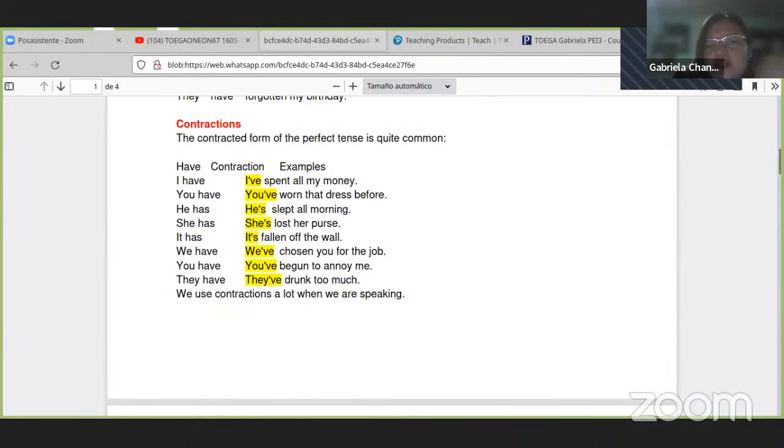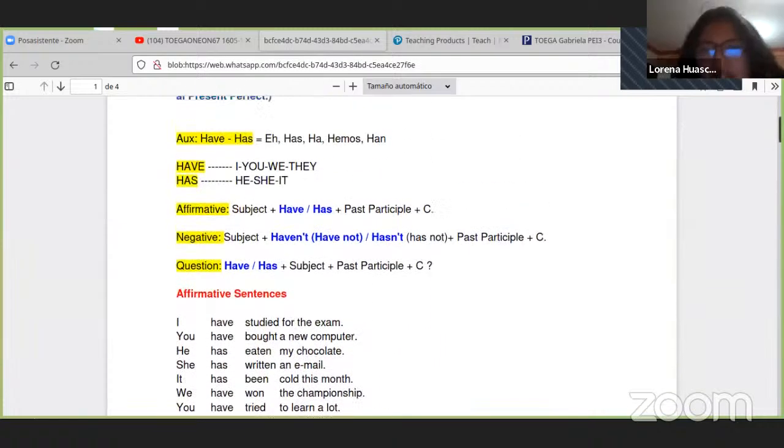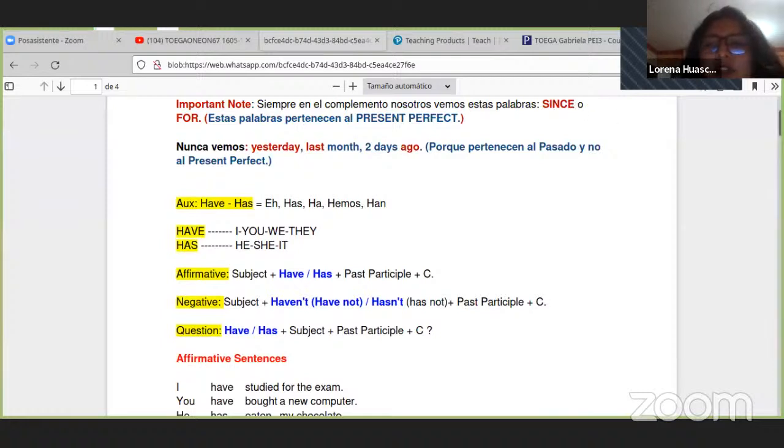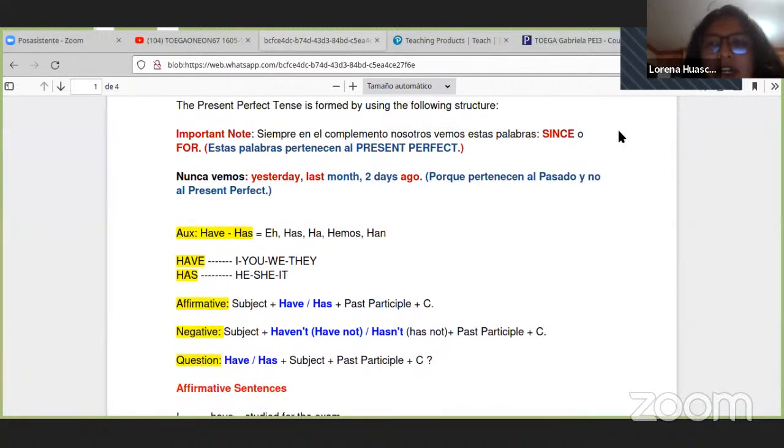Yes. When can I use since or for? Okay, you can use these two words, since or for, when you want to express a time. For example, if you said that you started going to the gym, you can say, I have gone to the gym since last month or since April. Okay, since April, desde abril.